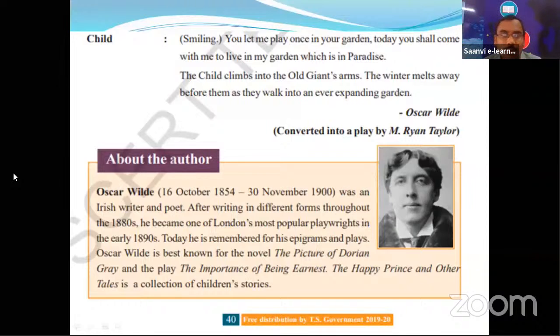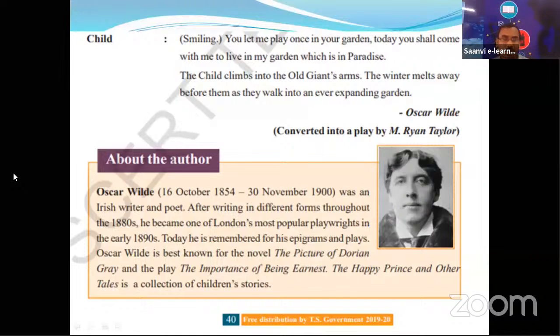After writing in different forms throughout the 1880s, he became one of London's most popular playwrights in the early 1890s. Today, he is remembered for his epigrams and plays. Oscar Wilde is best known for the novel The Picture of Dorian Gray and the play The Importance of Being Earnest. The Happy Prince and Other Tales is a collection of children's stories.